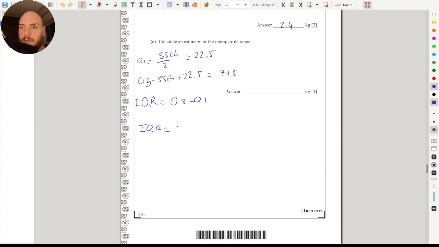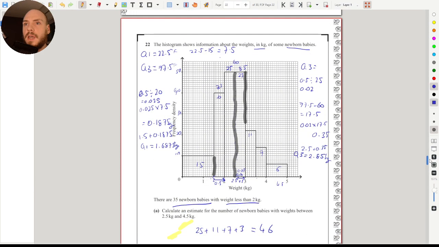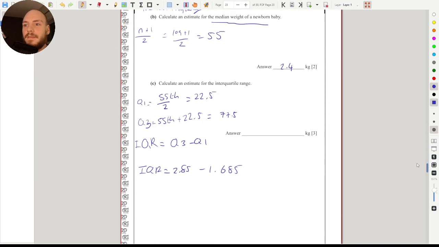IQR is Q3, which was 2.85, minus 1.6875, I think. I'm just going to check again. 1.6875. Okay, so our IQR is equal to 2.85 take away 1.6875, which is 1.1625.